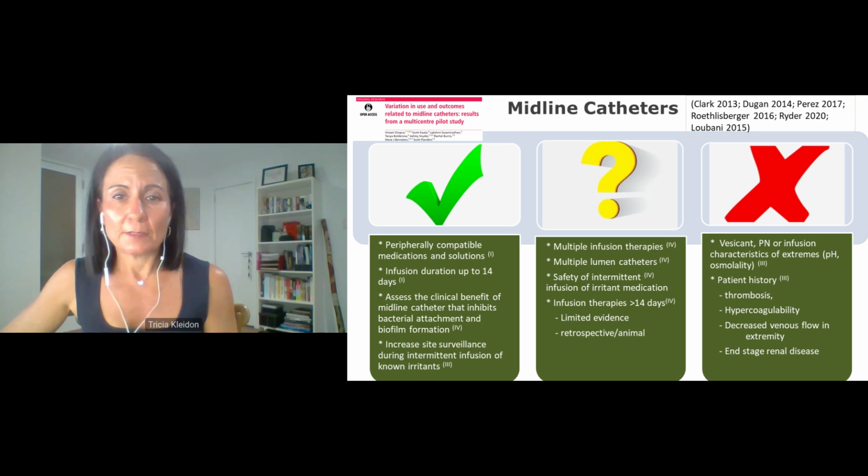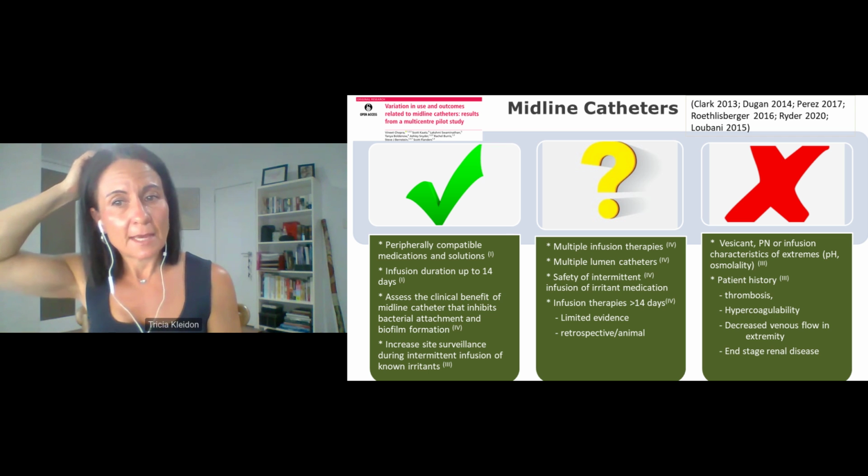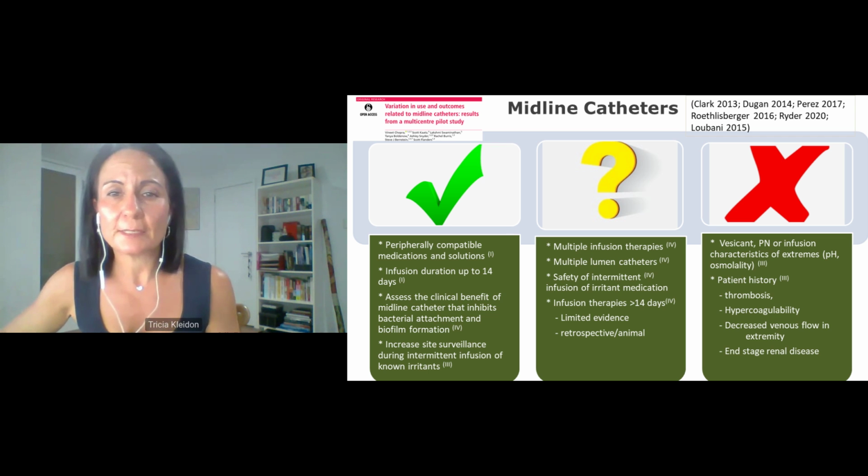So in a study by Dr. Chopra and his team in Michigan, they published what is probably the largest midline cohort study to date. And this was the outcomes of multiple healthcare institutions. So they reported 1,161 midline catheters. And in this cohort, minor complications occurred in 10% of their catheters.